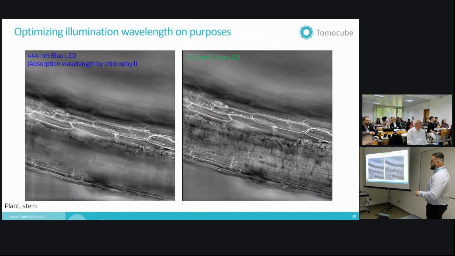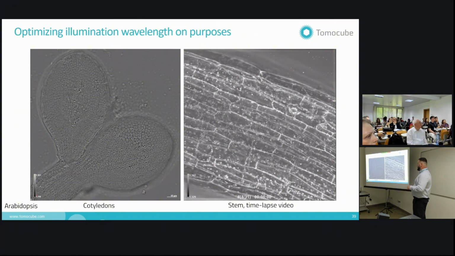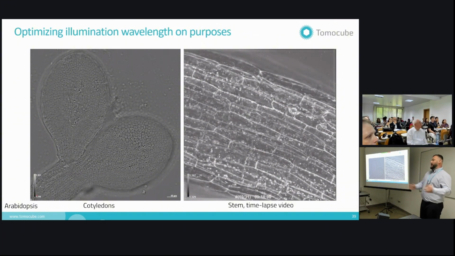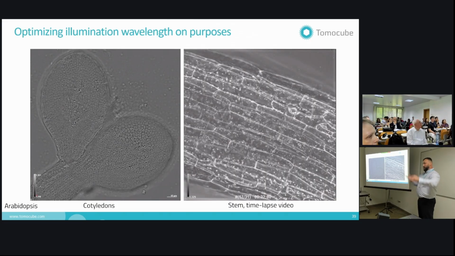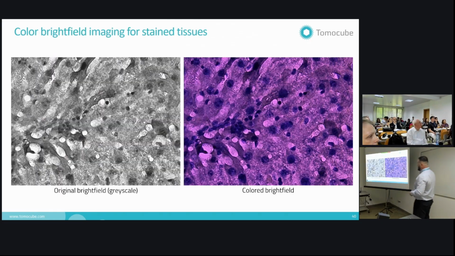And this is an example of blue versus green in plants. As you can see, it's really shady, you have blurry information here. When you switch to the green light, now you don't have the absorption of the chloroplast in that case. And these are some other time lapses. You can time lapse on plants as well. I know you guys have different samples, so that's why I showed some bacteria, some cancer cells, and so on. I just wanted to show you different things.